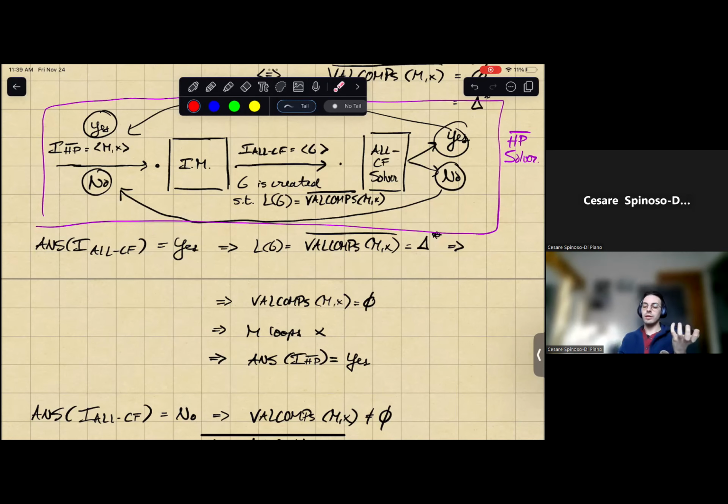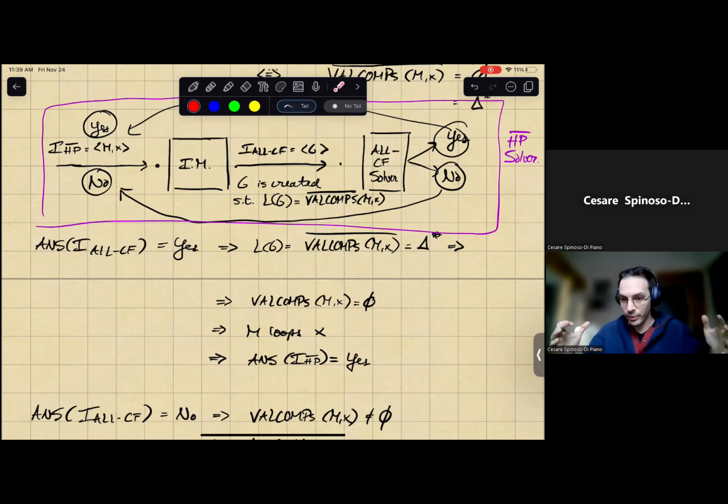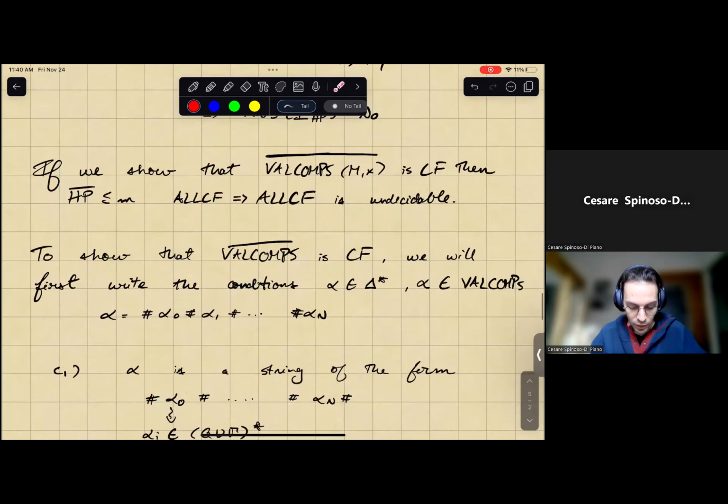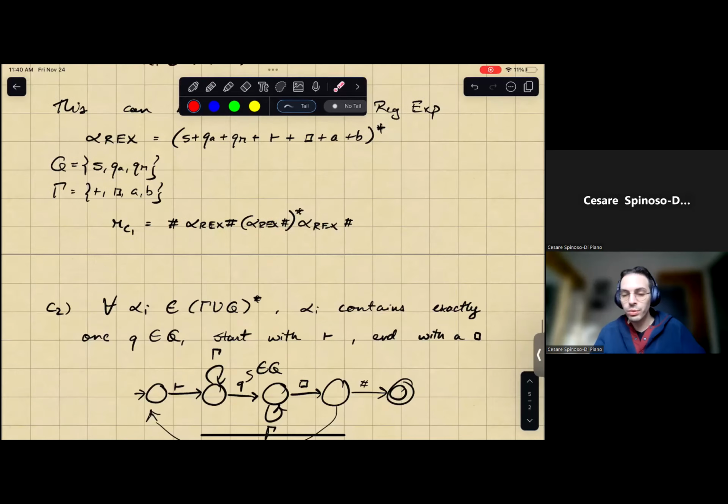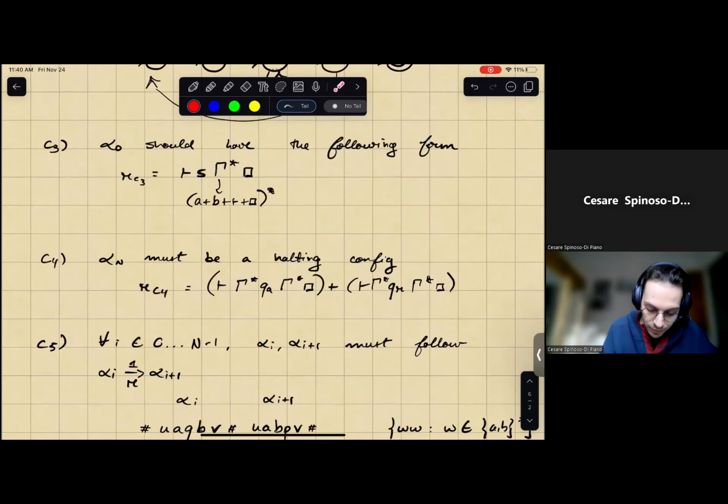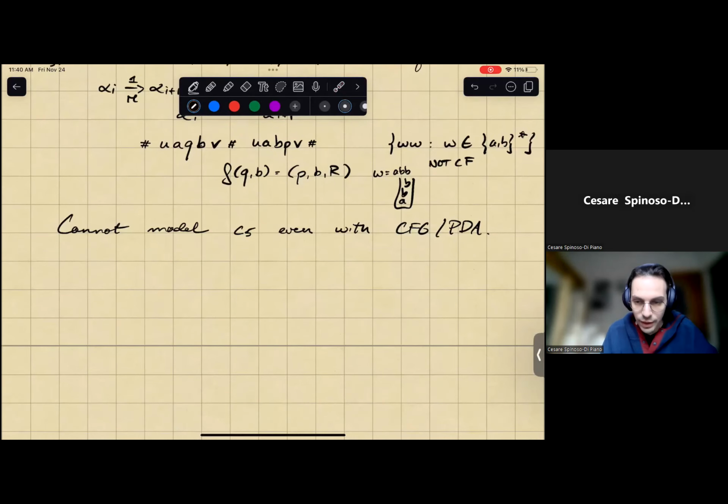And we care about not Valcomps equal to sigma star, because that's how we're actually able to use the All CF solver. The All CF solver checks if the language generated by the grammar G is equal to the set of all strings, not the empty set, the set of all strings. Okay. So, bad news, but not so bad news, right?